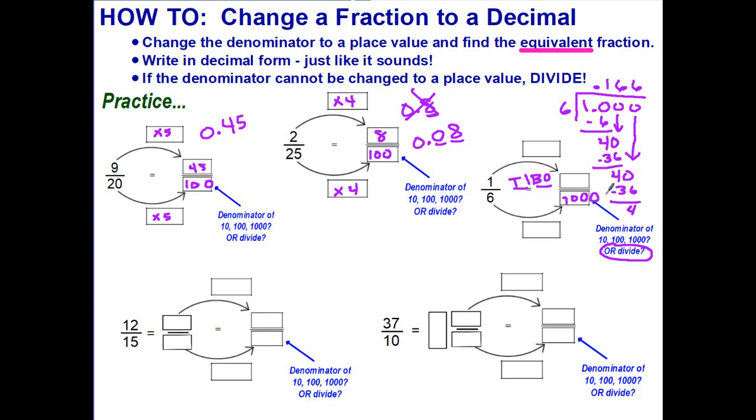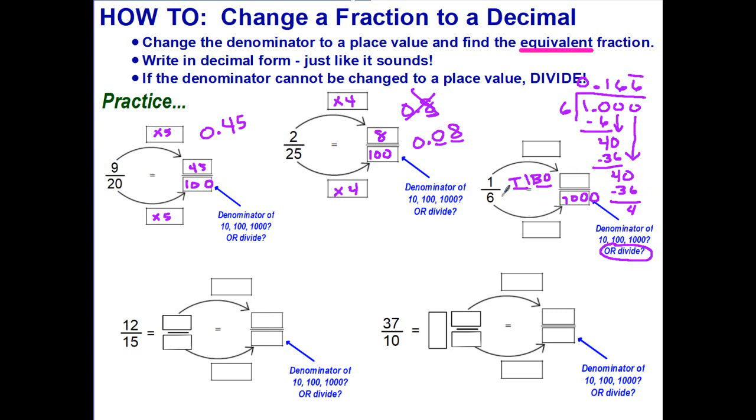What do you notice happening here? The 6 is going to go on and on and on. It repeats, right? So your answer, I'm going to make it nice and put a little 0 here, is going to be 0.166, and make sure you put that repeat bar to show that that 6 goes on and on and on. It never stops.